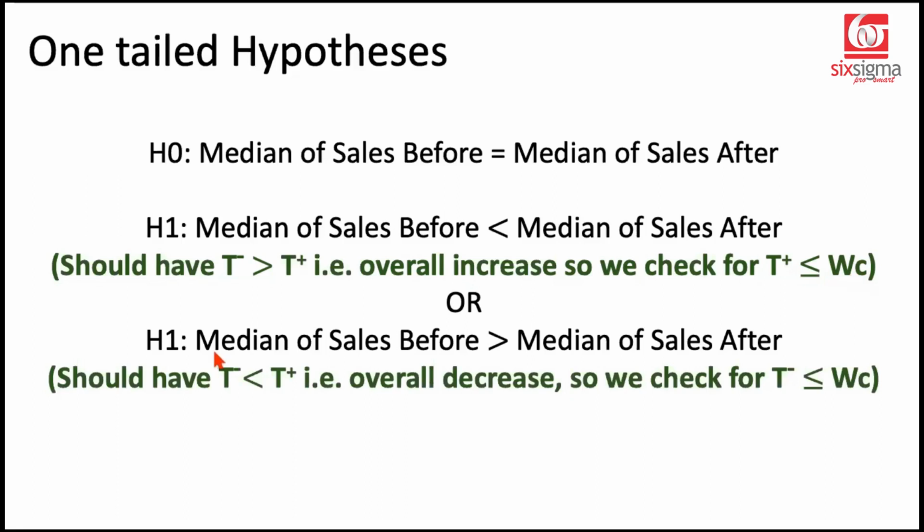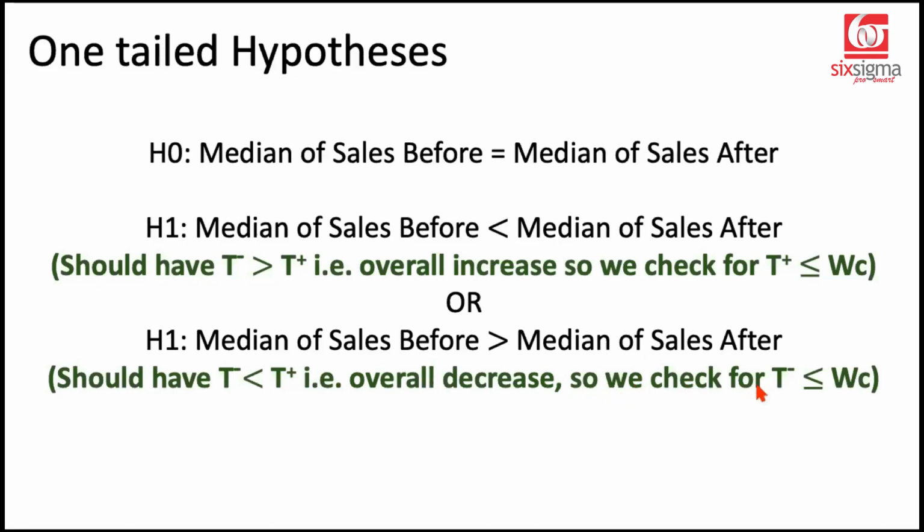Let's look at the second possibility. When T negative is less than T positive, T negative is representing a total of those differences where the after value was greater than the before value. But we are saying in this case, there is a dominance of T positive. T positive represents those values where the before sales were greater than the after sales. And we are saying this is what is dominating. So intuitively, this implies that there is an overall decrease in the after sample.